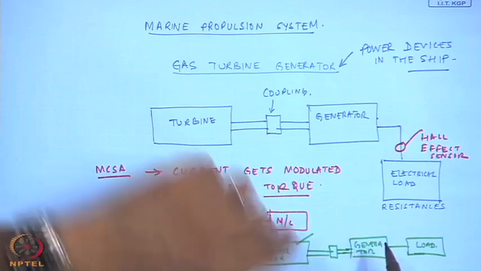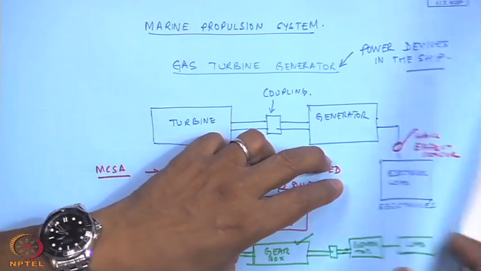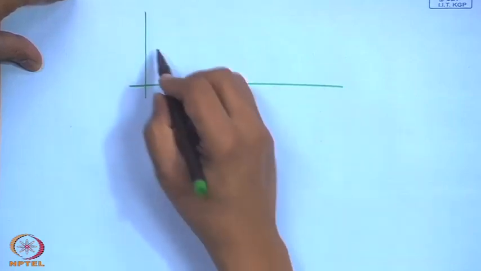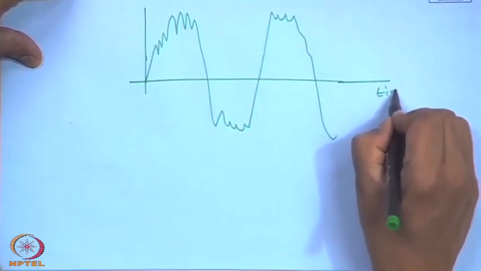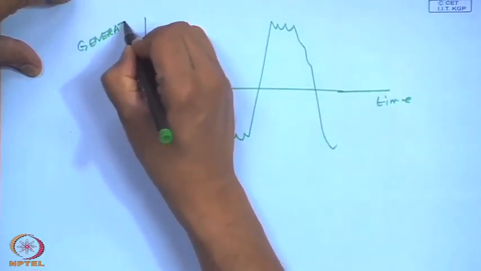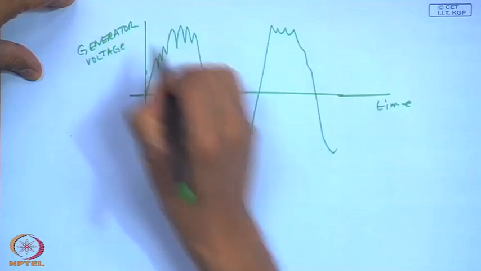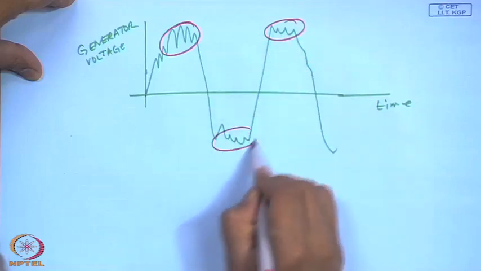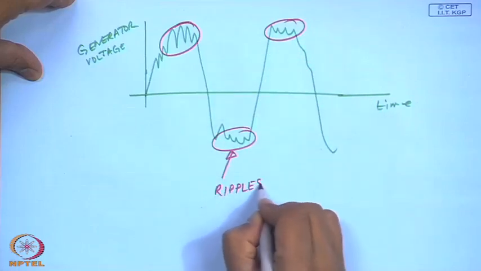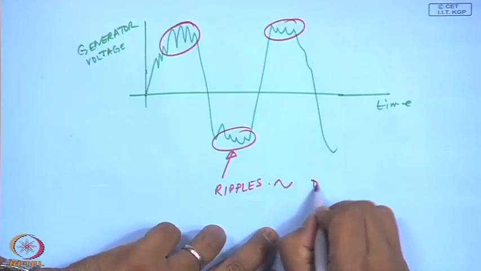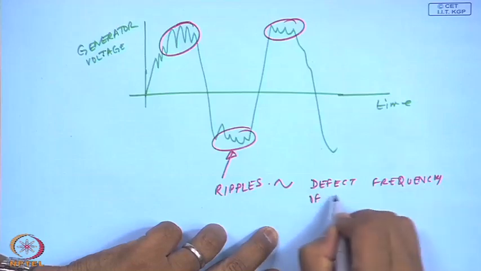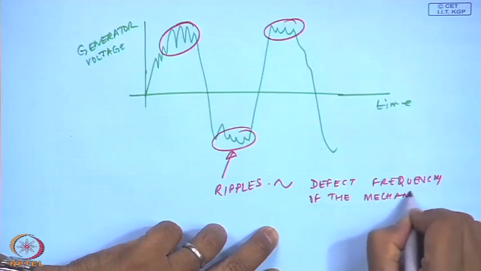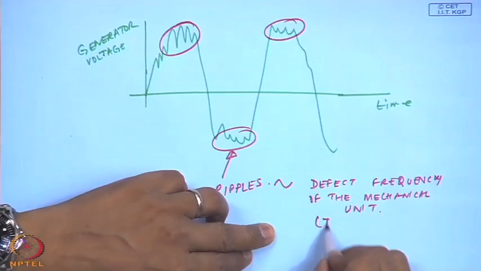Now, the other way also happens. If there is a load defect in the gearbox, the voltage which is generated by the generator will have ripples. This is the generator voltage against time, and these ripples are at the defect frequency of the mechanical unit, and that is the turbine in our case.